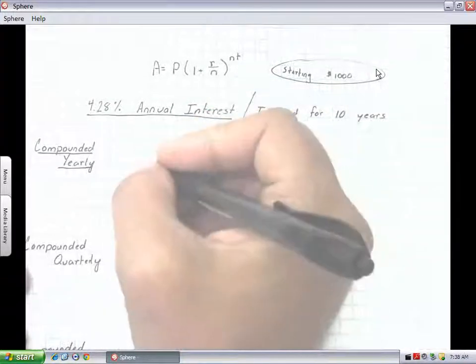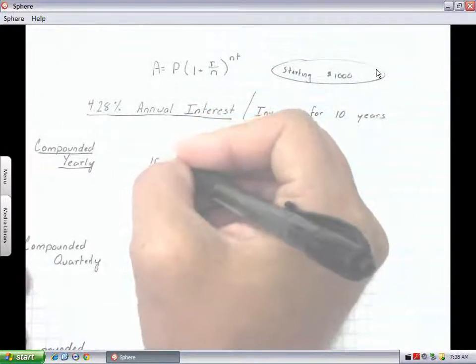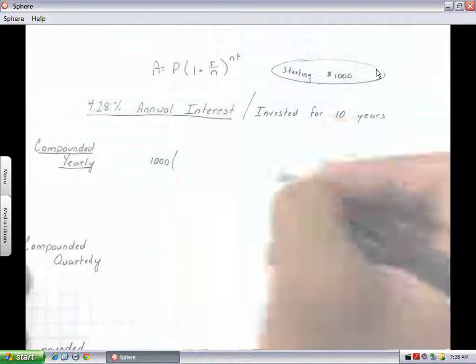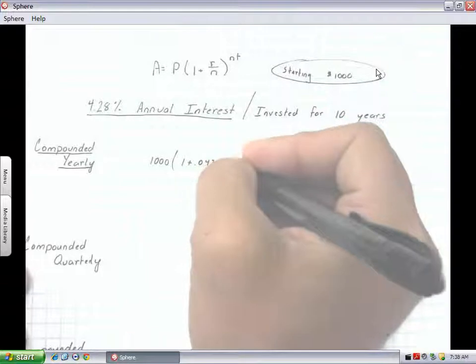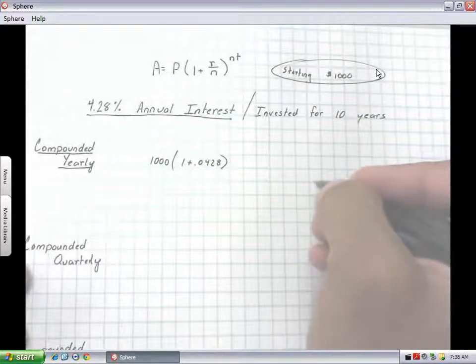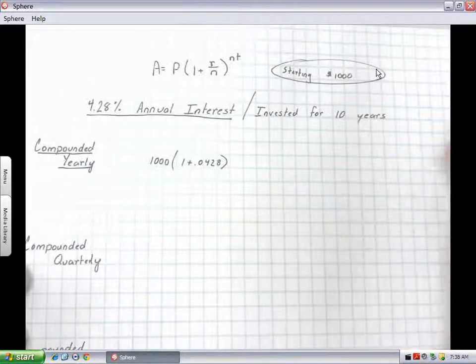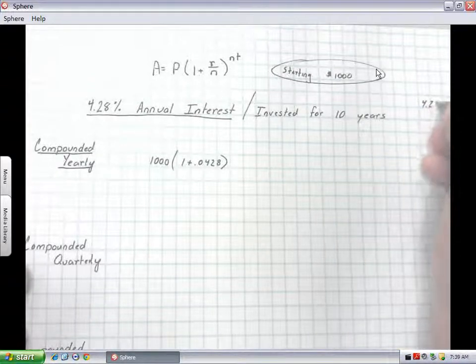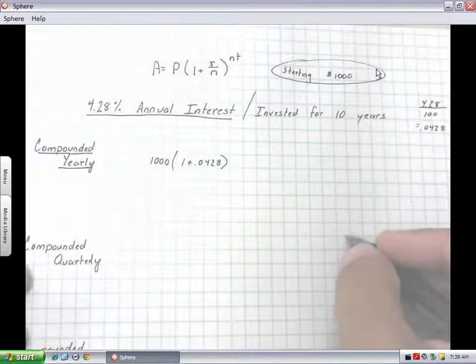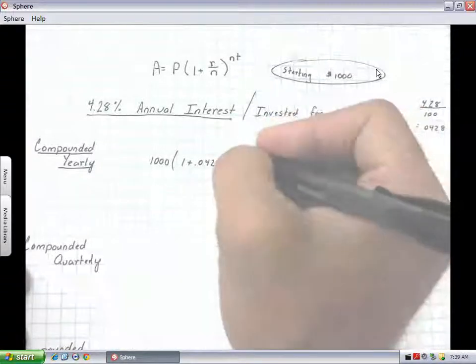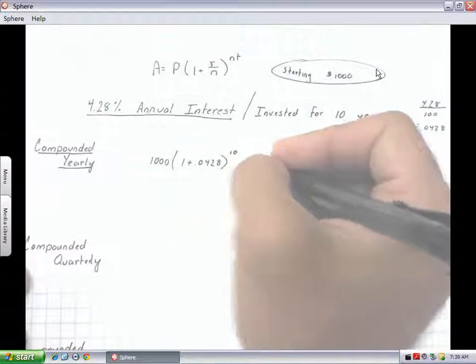So in that case, my starting amount is $1,000. That gets multiplied by 1 plus 0.0428. Now, why is the rate 0.0428? That's because 4.28 is a percent, and in order to change it into a decimal, I have to put it over 100. So 4.28 over 100 is 0.0428. It's just as simple as moving your decimal point 2 places to the left. And we're getting that interest 10 times, so I'm raising that to the 10th power.